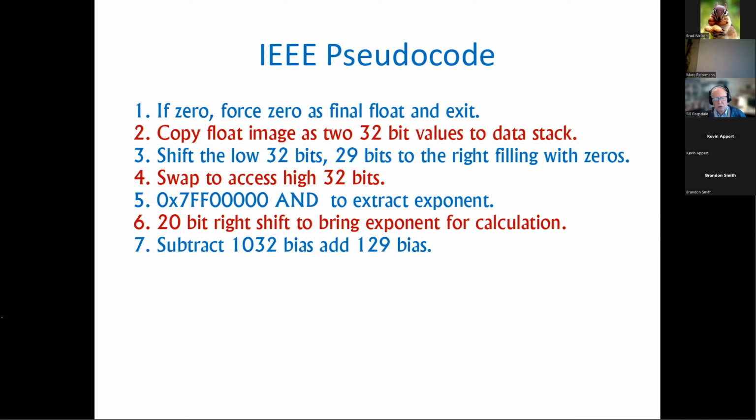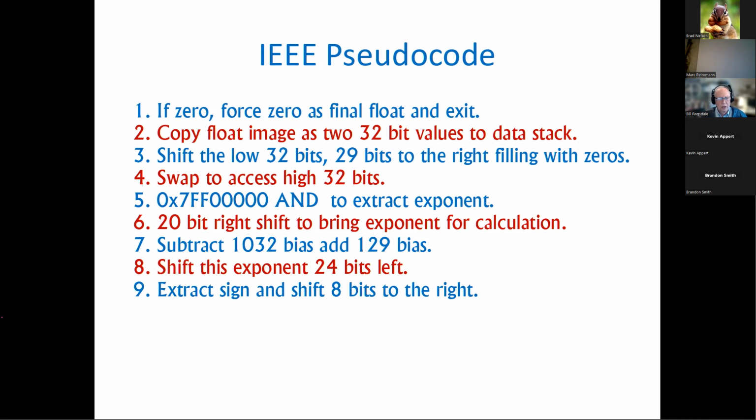Now we adjust for the bias. Now I show this as two adjustments. First we subtract the 1023 from IEEE, and then we add in the 129 for Microsoft. In reality, we only add in the difference between those two values. So that calculation only needs to be done once. Shift this exponent to the left. We're positioning it for inclusion. Extract the sign and then shift it 8 bits to the right. So you see now with these shifts left and right, we're positioning these bit arrays for the final ORing together.